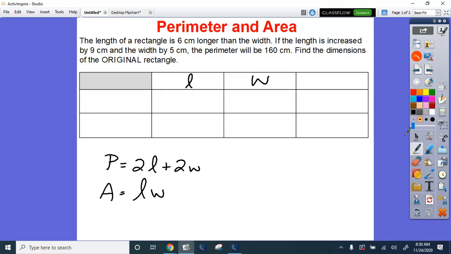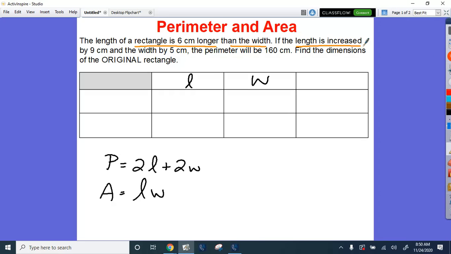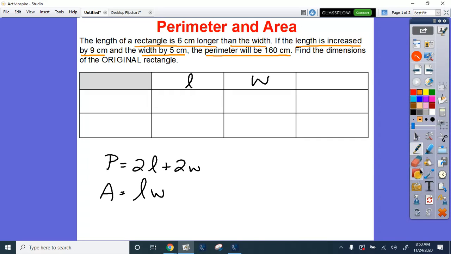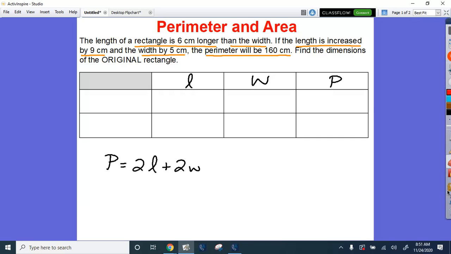So the length of a rectangle, if I'm reading carefully here, is 6 centimeters longer than the width. The length is then increased by 9 centimeters. The width is increased by 5 centimeters, and the perimeter will then be 160 centimeters. That instantly tells me that the variable I'm using over here is perimeter. It also tells me that I'm using the perimeter formula. So there's my perimeter formula.